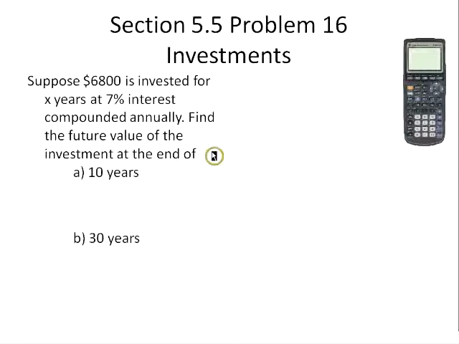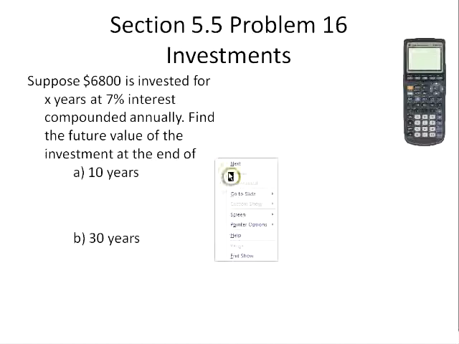We are going to be looking at a problem from section 5.5. This is number 16 on investments. The purpose of this problem is to look at the compound interest formulas. It says, suppose that $6,800 is invested for X years at 7% interest compounded annually. We want to find the future value of the investment at the end of 10 years, 30 years.